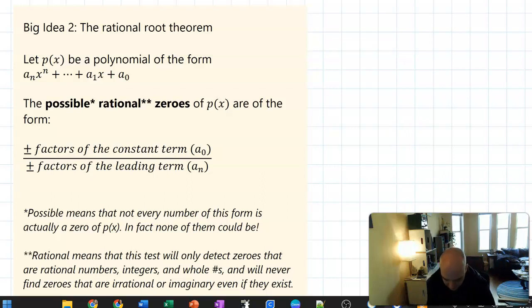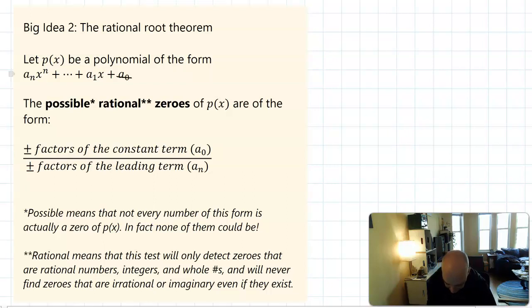The possible rational zeros of p of x are always guaranteed to be of the form positive and negative factors of the constant term, that's the term at the end, divided by positive or negative factors of the leading term, the term at the front.